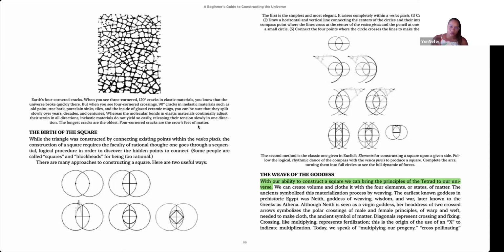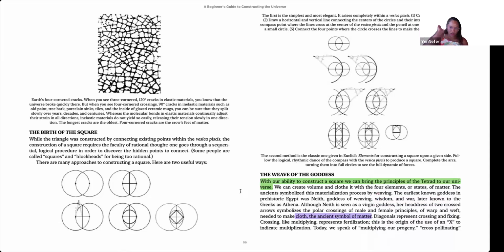Diagonals, let me highlight that because I really like that. Diagonals represent crossing and fixing. Crossing, like multiplying, represents fertilization. This is the origin of the use of an X to indicate multiplication. Wow.